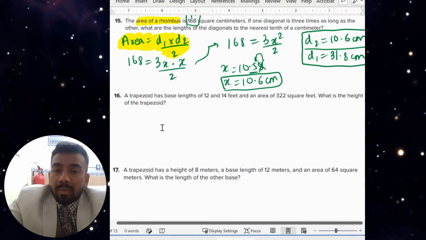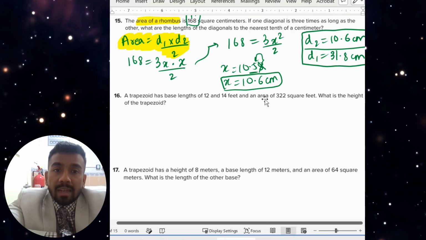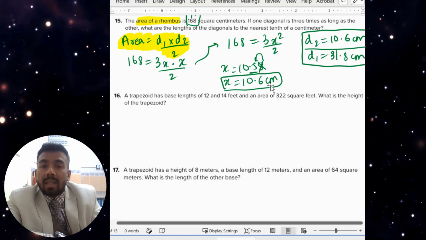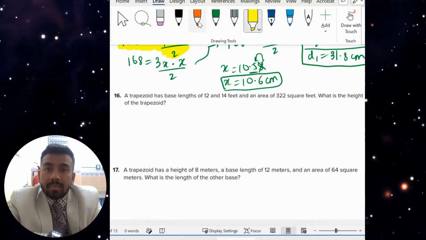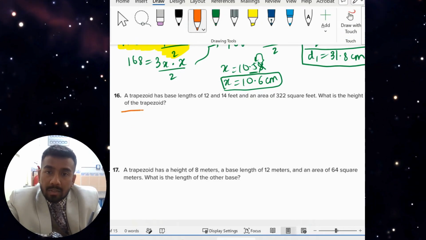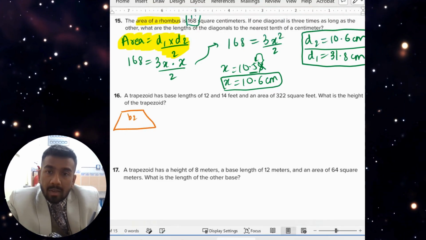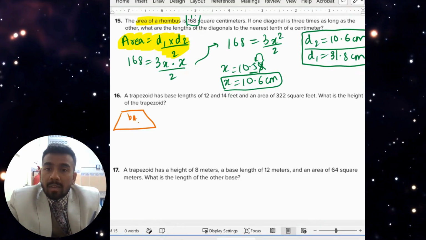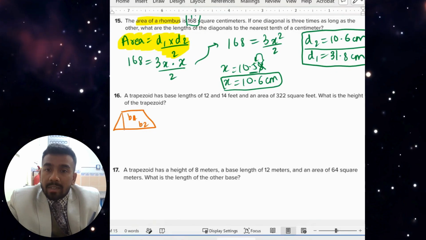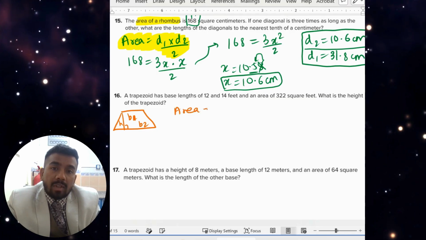A trapezoid has base lengths of 12 and 14 feet and an area of this. What is the height? Again, trapezoid, remember what the formula for a trapezoid was? This is your trapezoid. One is the smaller base, let it be B1, and the other one is B2, and the height is H. Okay, so what was the formula for the area of a trapezoid?